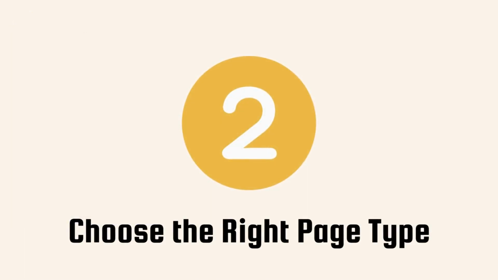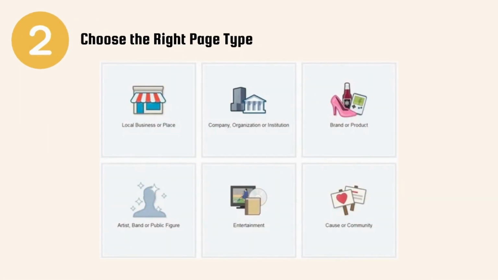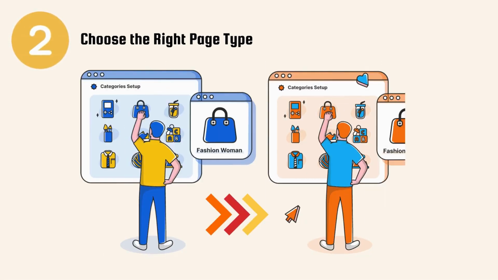2. Choose the right page type. Once you've got your goals in place, it's time to select the appropriate page type. Facebook offers several options like local business or place, brand or product, community or public figure, and more. Choose the category that best represents you or your brand for a more authentic connection with your audience.